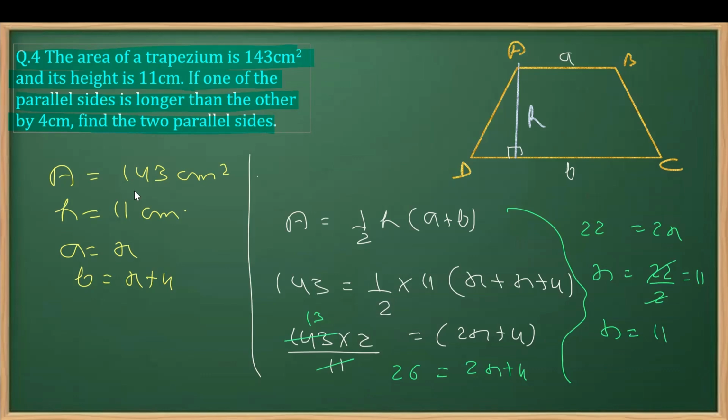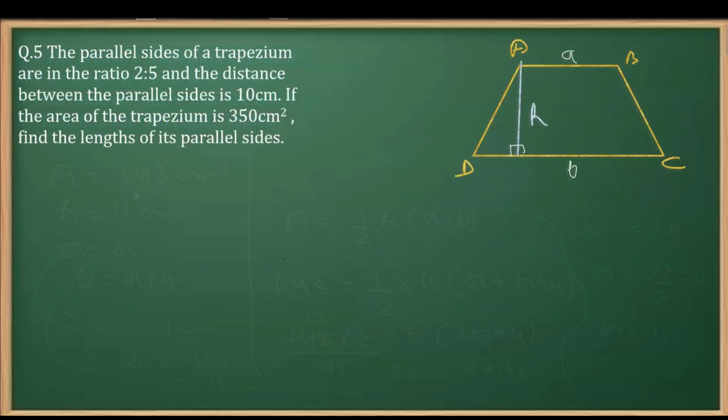So once we got x as 11, what are the parallel sides here? A and B. And A is how much? You can see that A is nothing but x, which is 11, and B is how much? x plus 4. So 11 plus 4 should give you 15, and the unit should be centimeter. That's how we will do this question.